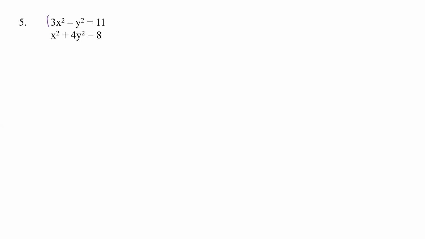And so I can eliminate here because we have opposite signs. So if I multiplied that one by 4, that would give me 12x squared minus 4y squared equals 44. And here I have x squared plus 4y squared equals 8. So I've been doing all substitution because that was easy, but this one kind of lends itself to substitution or elimination. So, this part here, the y squareds cancel.